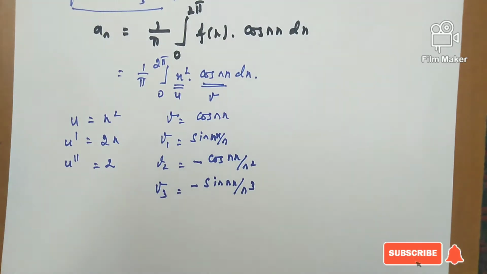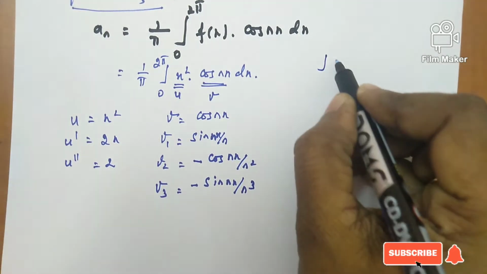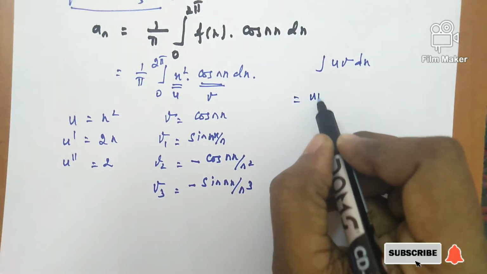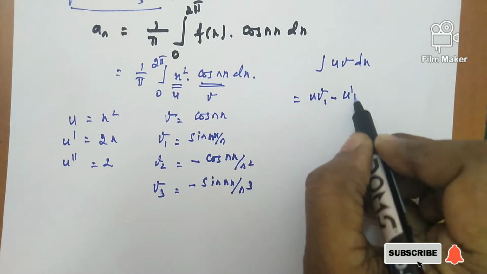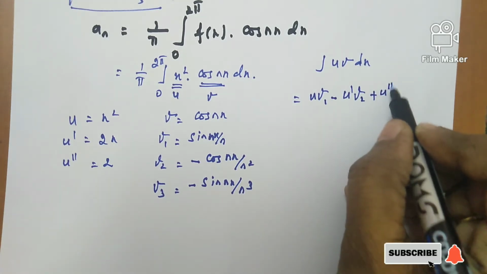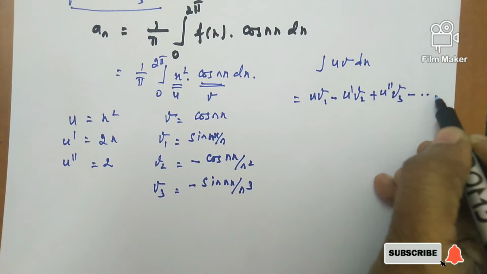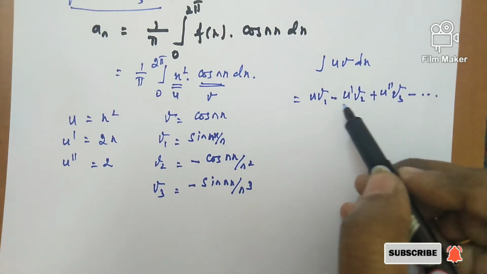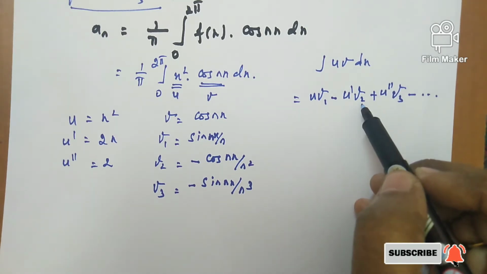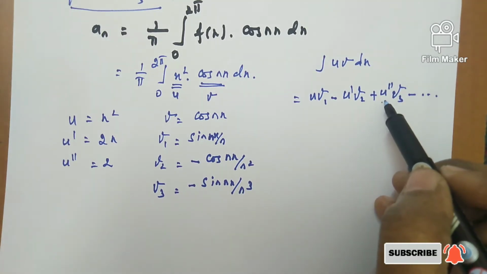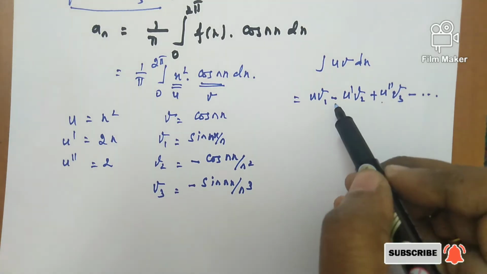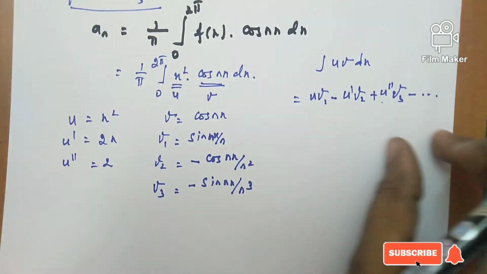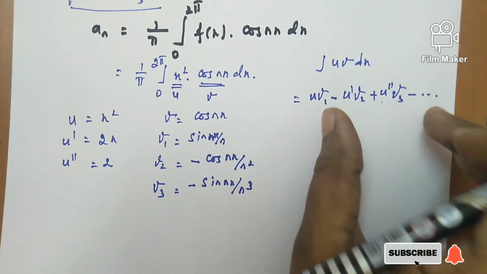So what is the formula we are going to apply? Integral uv dx. The formula is uv1 minus u dash v2 plus u double dash v3 minus, etc. Look at this formula. First we start with u and integration of v, minus differentiation of u and integration of v, plus differentiation of u, integration of v, with the signs alternating plus, minus, plus, minus. We have to remember this formula. Now we are going to apply it to this term.